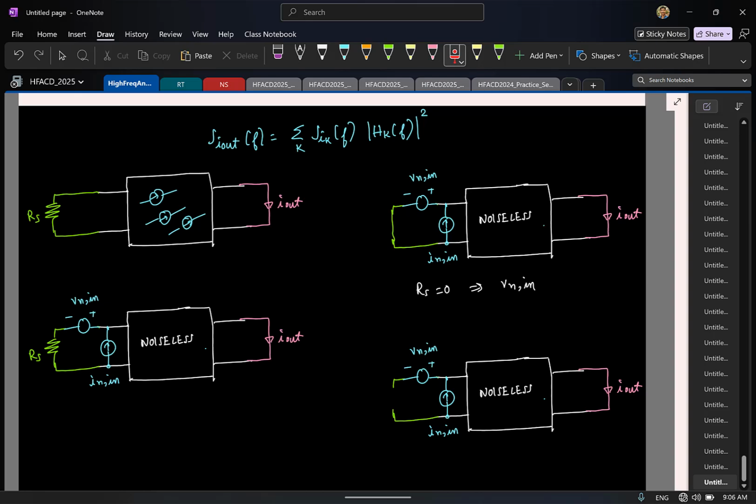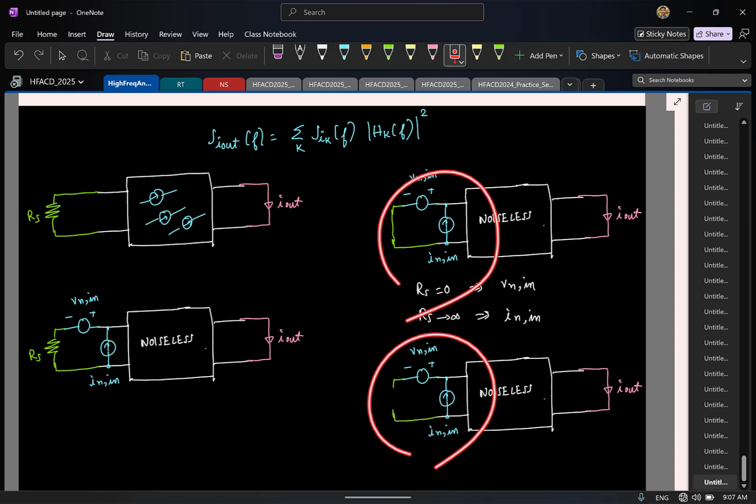So if RS is infinity, I'll write it here itself. I have the noise only due to the noise current. But the problem is, in practice, you do not know what might be the value of RS. So for any value of RS, if you want to capture the noise in the network properly, you need to have both. That's the final idea.